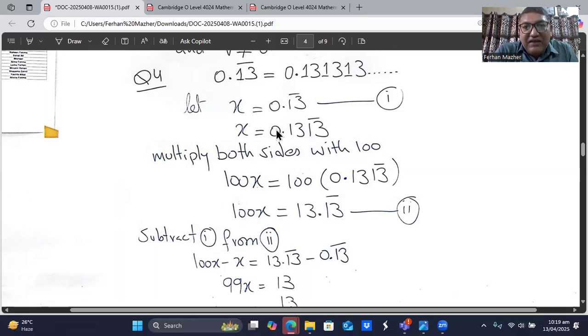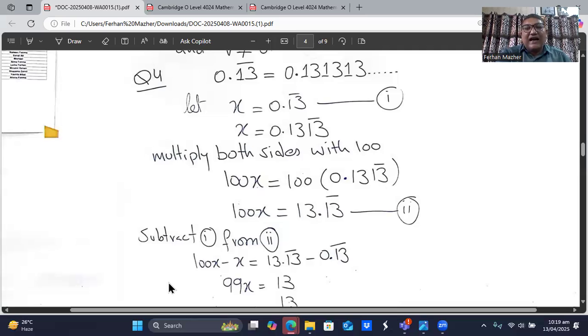So I will multiply it in such a way that after multiplication the repeating digits will be on the first and the second decimal place. So I'm going to multiply it with 100. So 100x is equal to 100 multiplied by 0.13, and on this next one we have a bar. So this will become 13.13 bar. This is 100x. From this second equation, I will subtract this first equation. So from 100x, the x will be subtracted, and from 13.13 bar, 0.13 bar.